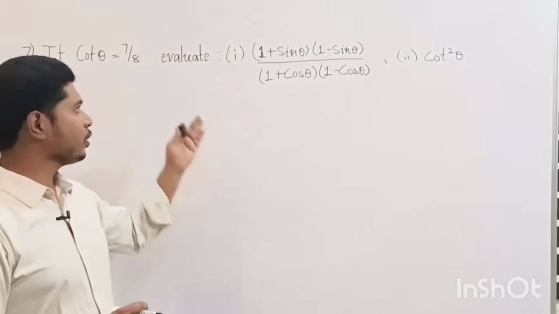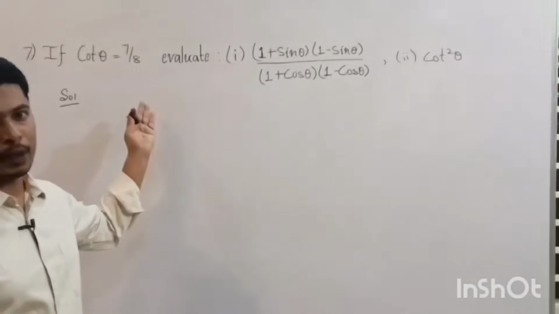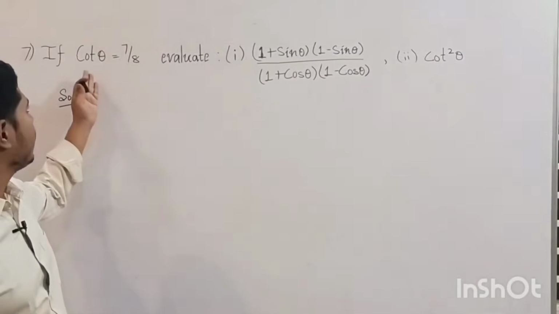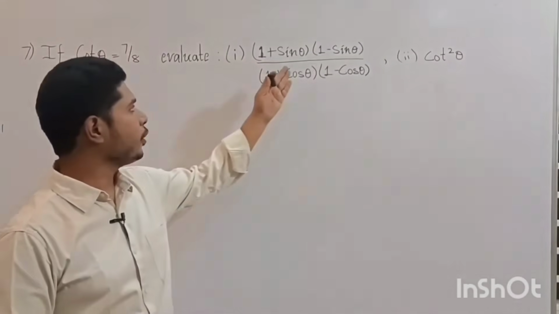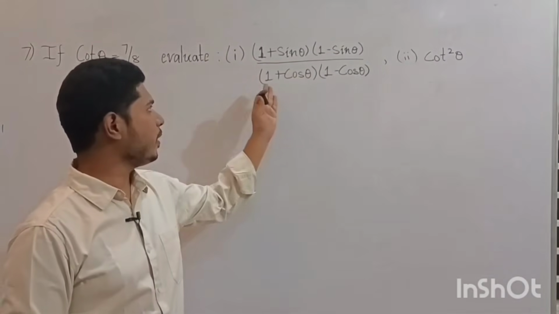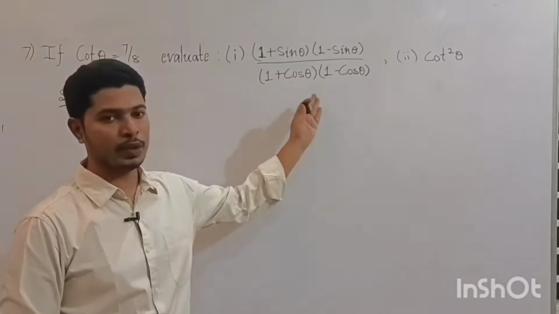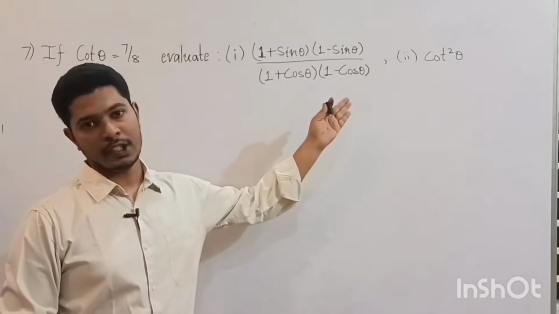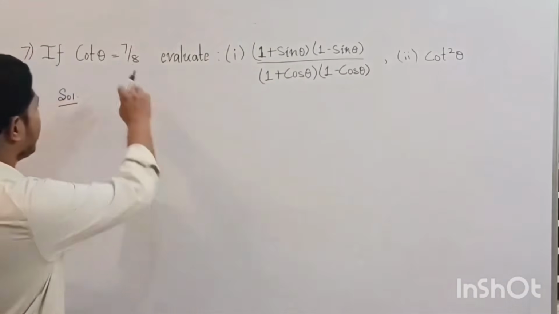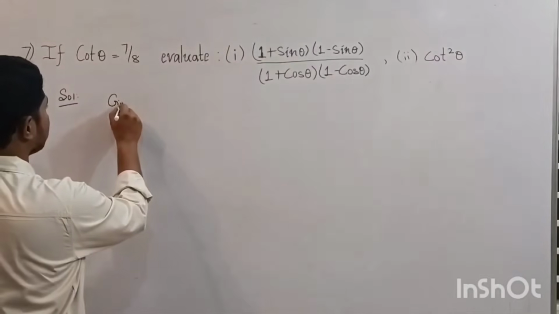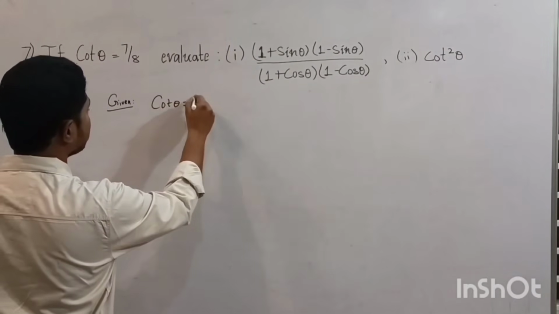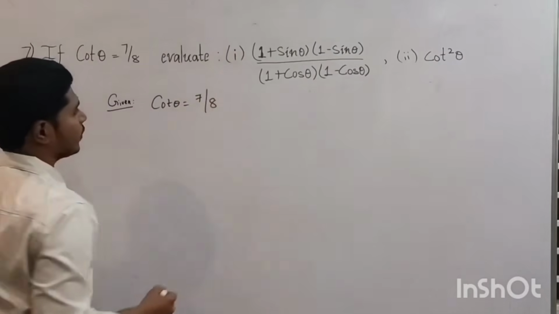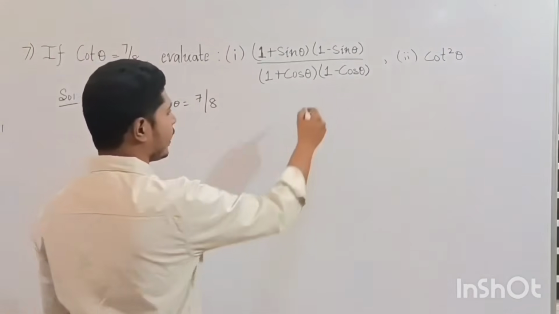Okay, the next question from exercise 8.1 is the 7th question. In the 7th question they have given cot theta is equal to 7 by 8. We have to find, first, 1 plus sin theta into 1 minus sin theta by 1 plus cos theta into 1 minus cos theta. And the second is cot squared theta. Given cot theta is equal to 7 by 8. Now I am going to draw the right angle triangle.